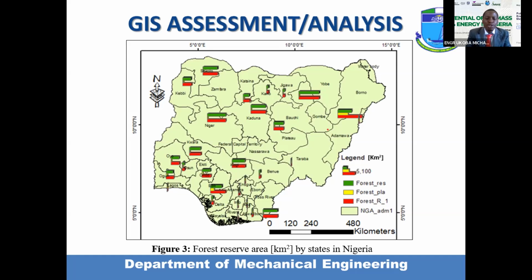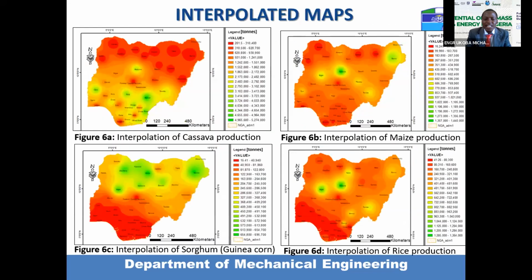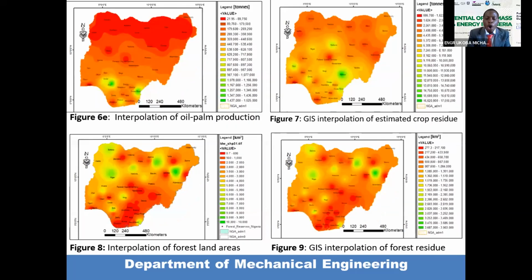Crop residue distribution by state for the 5 major energy potential crops in Nigeria is presented in figure 4, while the crop production of the top 5 energy crops is also presented. Here we have the interpolation of cassava production, interpolation of maize production, interpolation of sorghum, which is guinea corn, and that of rice production, displayed in figures 6A, 6B, 6C, 6D, and 6E also shows that of oil palm.